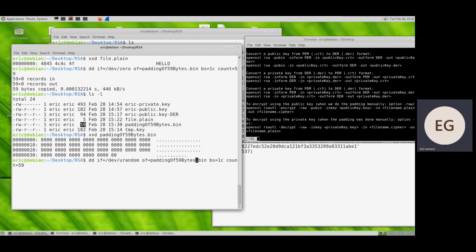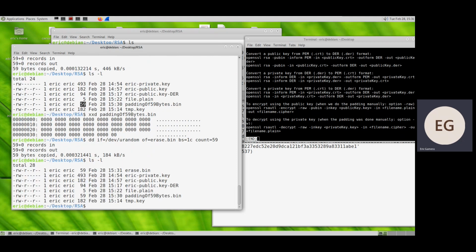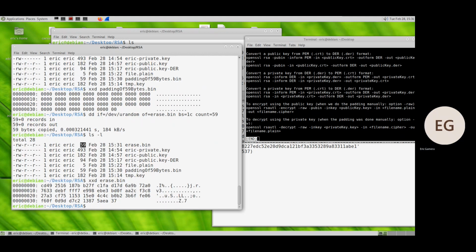So let me do it again, but this time I'm going to use urandom, and let's create a file erase.bin. So we remember to erase it. Look, now I have a new file that is called erase.bin. It has 59 bytes. And if I look at its content inside, it will be random content, because /dev/urandom generates random bytes.